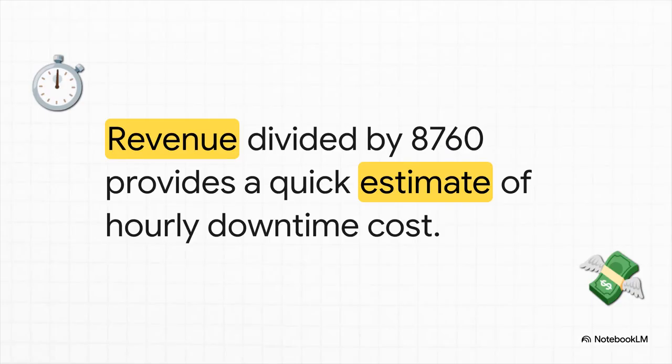So the crucial point is how businesses actually quantify this risk. To get the true cost, you'd need an in-depth business impact analysis. But for a quick and dirty estimate, you can just take your annual revenue and divide it by 8,760. That's the total number of hours in a year. That gives you a rough baseline cost of unavailability per hour.